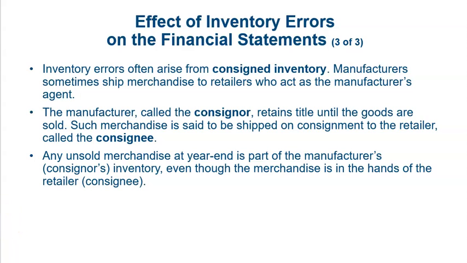All right, sometimes we have errors from consigned inventory. Manufacturers sometimes ship merchandise to retailers and the retailer doesn't own it, they just sell it on consignment. And so the manufacturer, called the consignor, retains the title until the goods are sold. Such merchandise is said to be shipped on consignment to the retailer, called the consignee. Any unsold merchandise at year end is part of the manufacturer's, that's the consignor's, inventory, even though the merchandise is in the hands of the retailer.